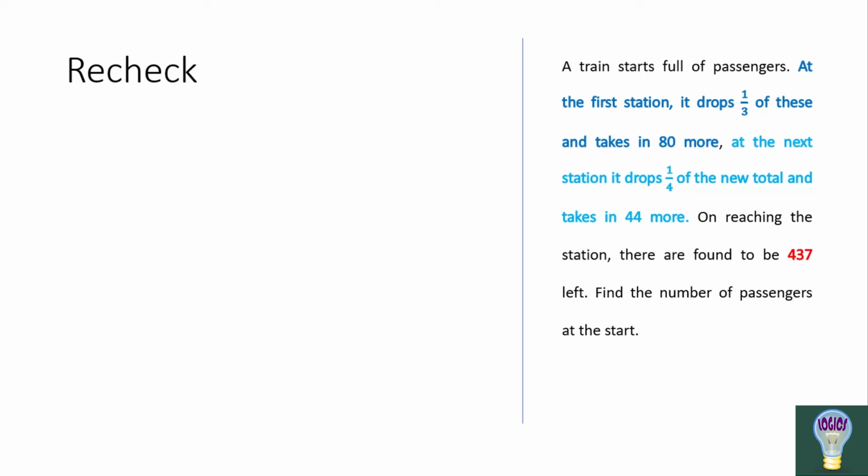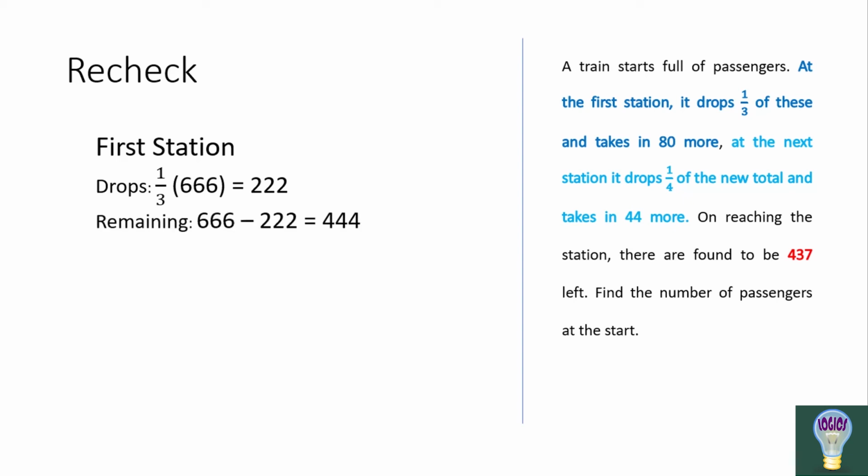Let's reread the question again. At the first station, it drops 1/3 of the passengers. So at the first station, it drops 1/3 of 666, and thus giving us 222. Since 222 passengers have been dropped, the remaining passengers will be 666 minus 222, thus giving us 444 passengers. There are 80 new entrants, and thus we add 80 to 444, thus giving us 524.